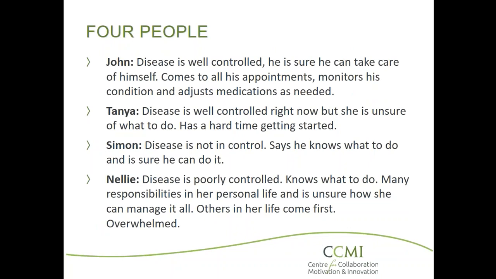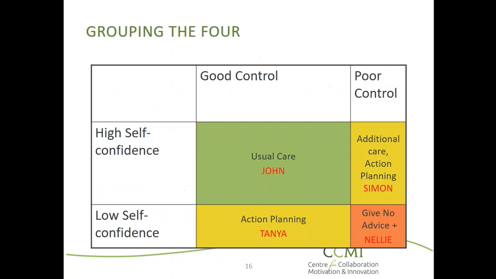So let's run a few examples of this through the segmentation tool. We'll start with John. John's disease is well controlled. He's sure he can take care of himself. He comes to all of his appointments, monitors his condition, and adjusts medication as needed. So I think this one's pretty straightforward. If we go down and look at the segmentation tool, you'll see that John fits into usual care. He's doing a great job of taking care of himself. You just need to see him periodically based on whatever the evidence guidelines are for bringing people back in good control and make sure everything's all right.